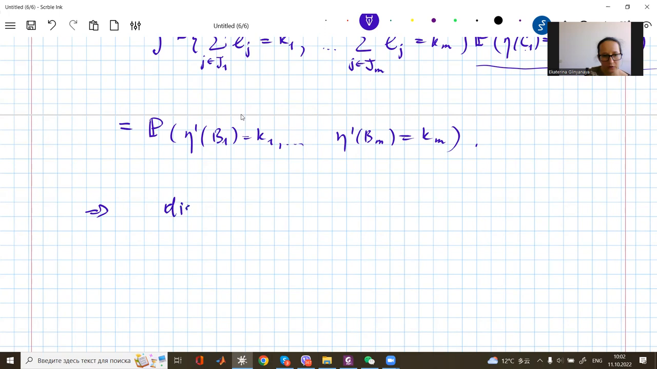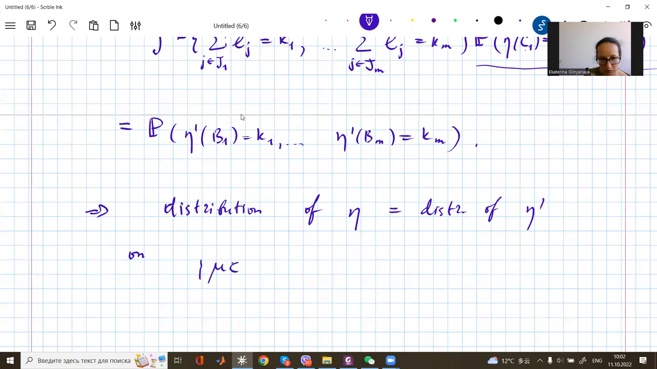So from this follows that we have equality by distribution: the distribution of eta equal to the distribution of eta prime on the following subsets. So I can consider mu in my set of measures such that mu of B1 is equal to K1, and so on, mu of Bm is equal to Km.